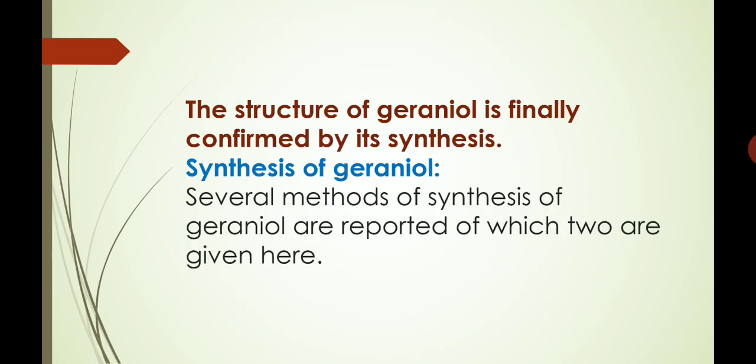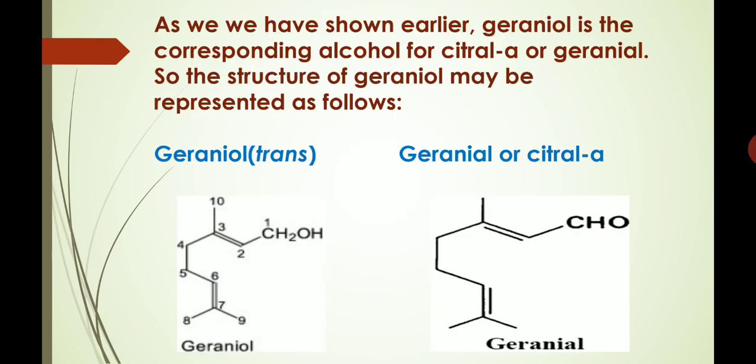As we have shown earlier, geraniol is the corresponding alcohol of citral A. So the structure of geraniol may be represented as this. Here we can see geraniol is the trans form, that is, it corresponds to citral A. It is the corresponding alcohol of citral A.